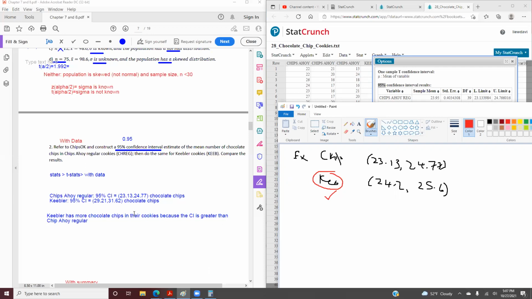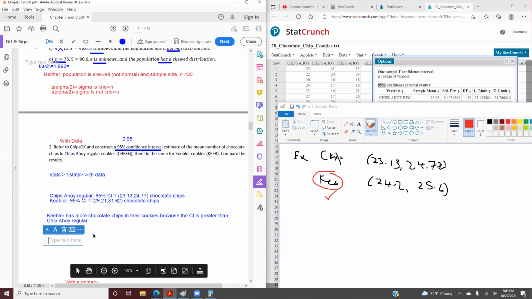What do you think? Yes or no? I think yes. Okay, so Lawrence says yes. I know this is bigger, right? 24.2 and 24. So can you still say this company has more chocolate chips than this? To answer this question, the answer is no. You cannot say that.